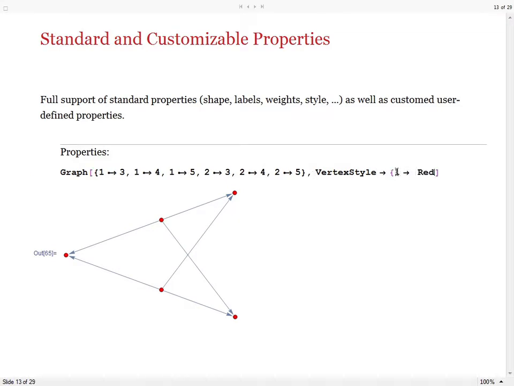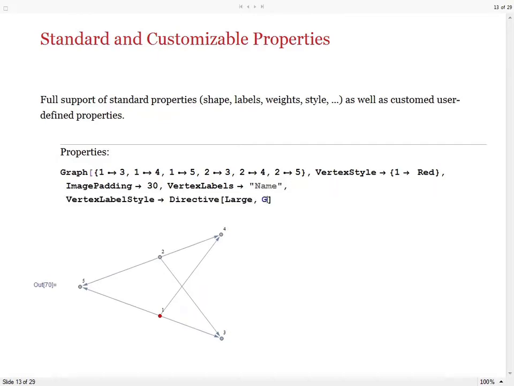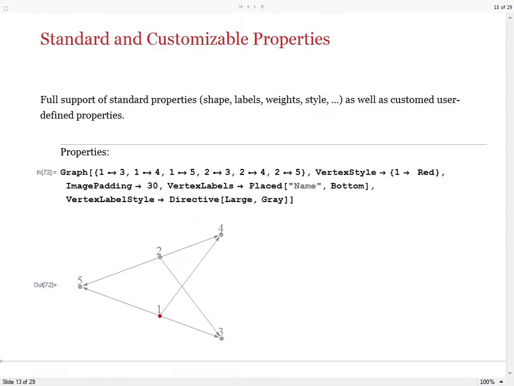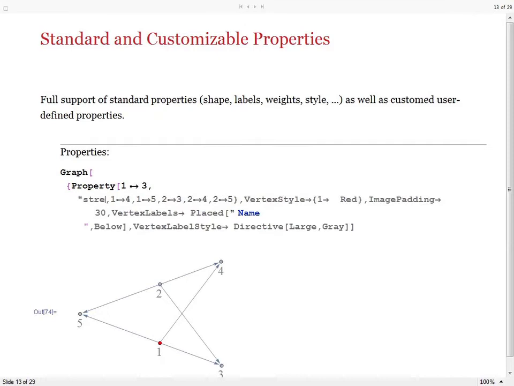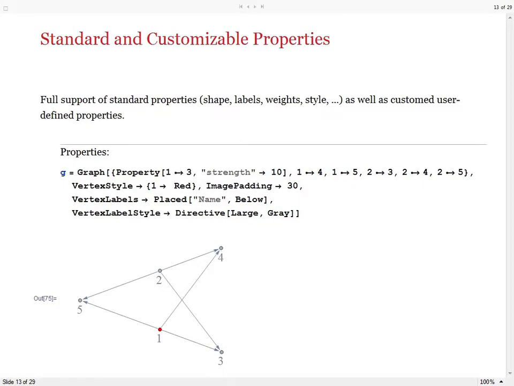Properties such as shape, label, weight, and style for vertices or edges can be used for both visualization and computation. You can change the style of a vertex using the property VertexStyle for all vertices or a specific vertex. All graphic options such as ImagePadding are supported, so you can customize the graphical representation of your graph. Vertices and edges can be labeled using VertexLabels and EdgeLabels, and label style can be modified using VertexLabelStyle or EdgeLabelStyle.